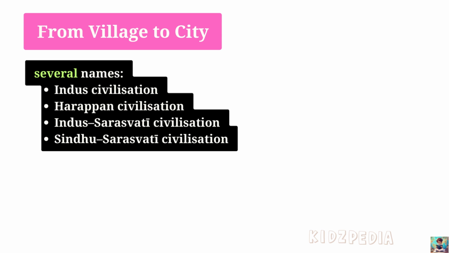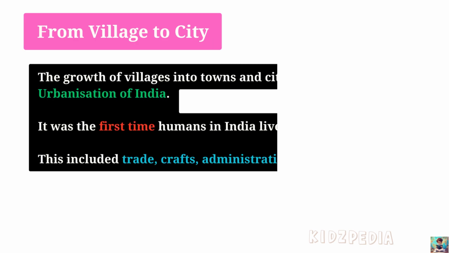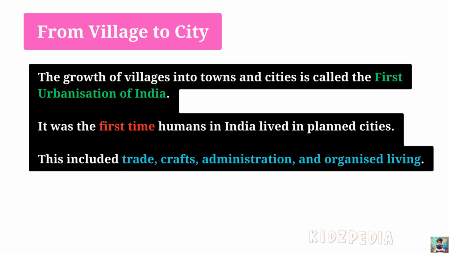Archaeologists gave several names for this civilization: Indus civilization, Harappan civilization, Indus Sarasvatī civilization, or Sindhu Sarasvatī civilization. All these names refer to the same civilization. This process of people settling in cities with planned streets, trade and administration is called the first urbanization of India. It means this was the first time in India that humans lived in organized urban centers instead of just villages. Or we can say urbanization means living in cities, and the Harappans were the first in India to do this.